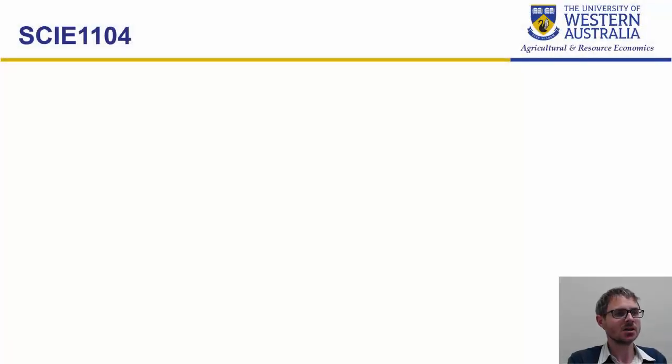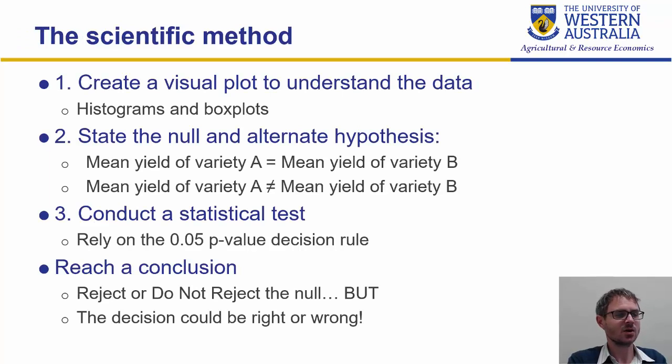So what we've been talking about is a pretty much standard scientific method. So let's have a look at what we've been doing so far. We've been saying, look, the first step in our process of investigation is to create some plot. So we've looked at really two forms of that, the histogram and the box plot. Then we've said our formal setup is always that we have a null and an alternate.